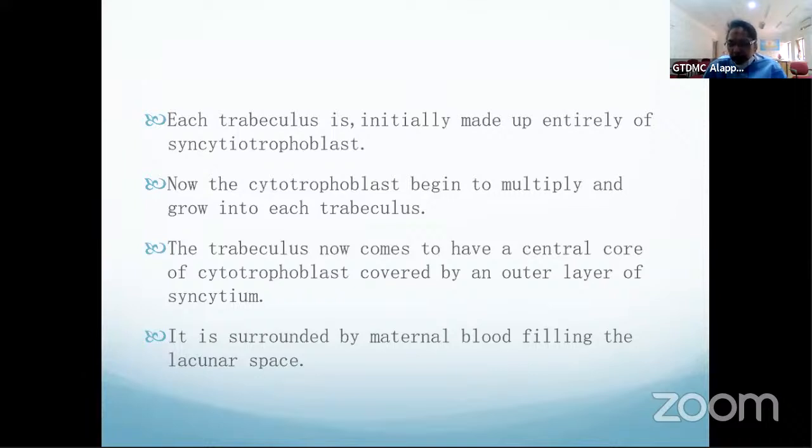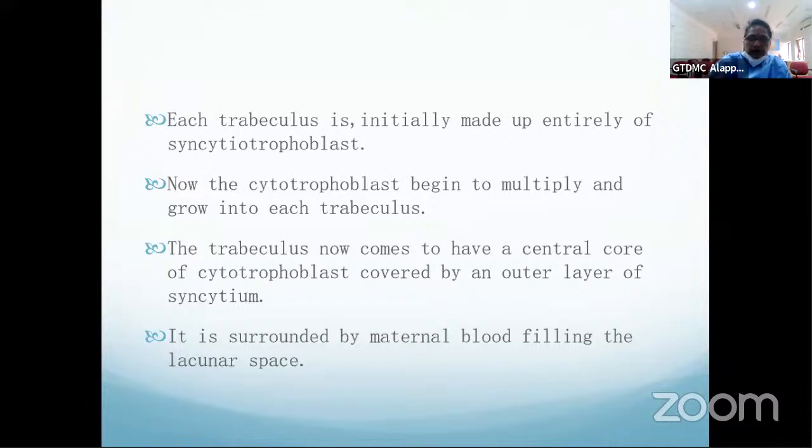Can you remember that? I will show you the picture. It is surrounded by the maternal blood filling the lacunar space. Okay, you should read repeatedly. But you people are very familiar with all these things because you are very fresh from the embryology. I know this is a very difficult topic, but you should study this at least to know how this placenta is formed. Fetal circulation is much more important than the formation of the placenta. But you should know how the placenta is formed because the placenta is an essential part of fetal life, and these villi are the essential component of the placenta.